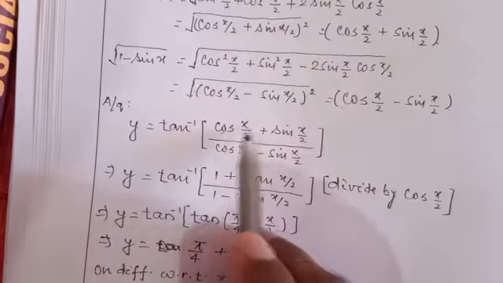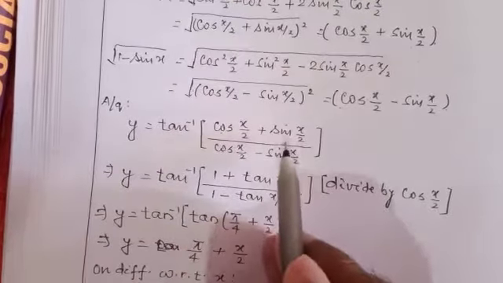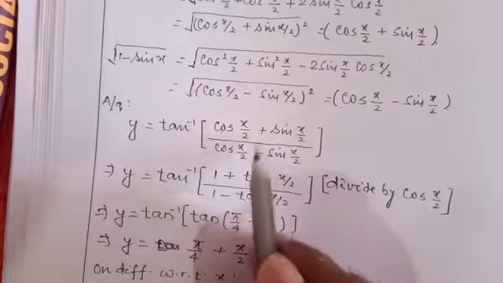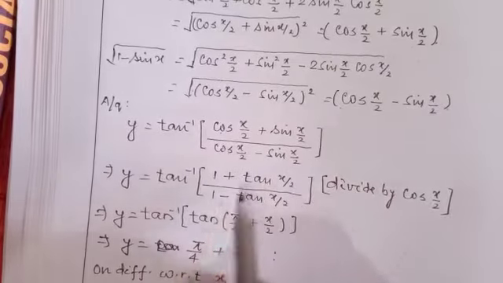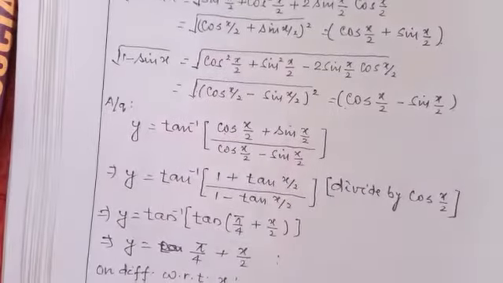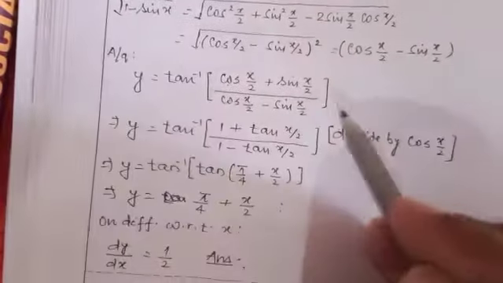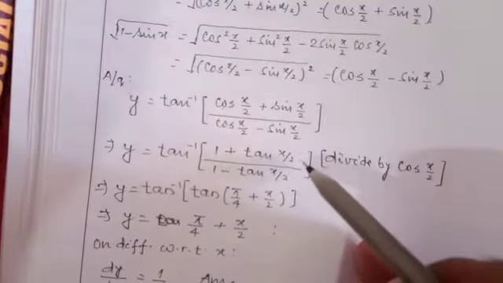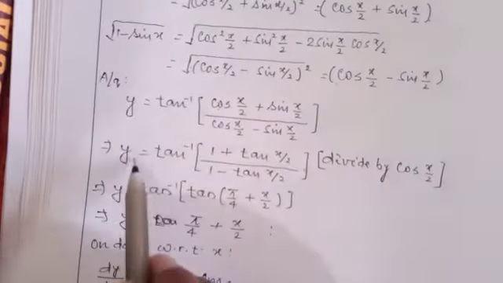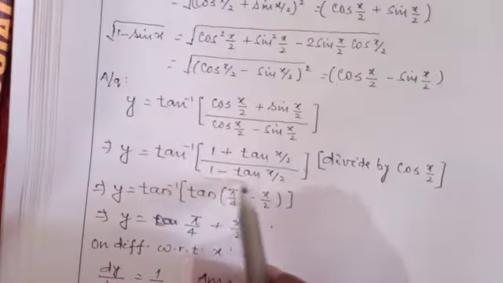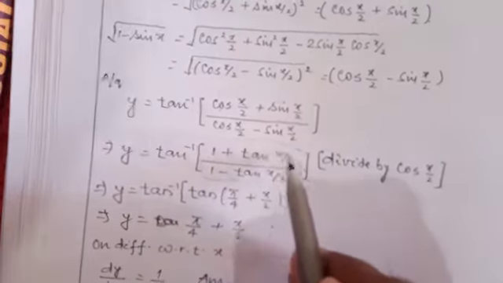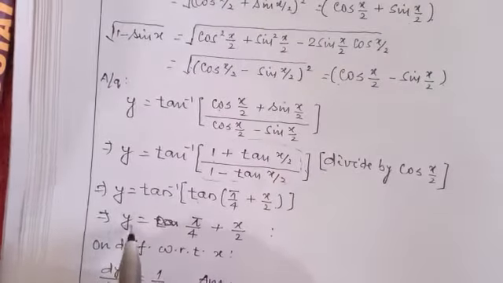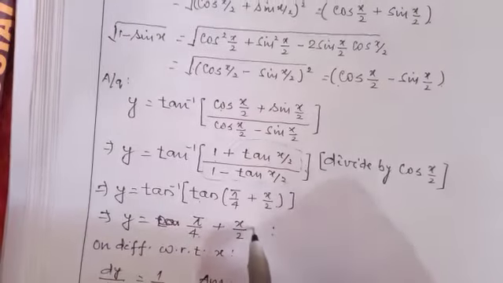Now divide numerator and denominator by cos x by 2. So y is equal to tan inverse, this reduces to 1 plus tan x by 2 divided by 1 minus tan x by 2. So after simplification, students, just trigonometrical simplification, this reduces to a simpler form, that is y is equal to tan inverse, this becomes tan of pi by 4 plus x by 2. tan and tan inverse are eliminated. Finally we are left with y is equal to pi by 4 plus x by 2.